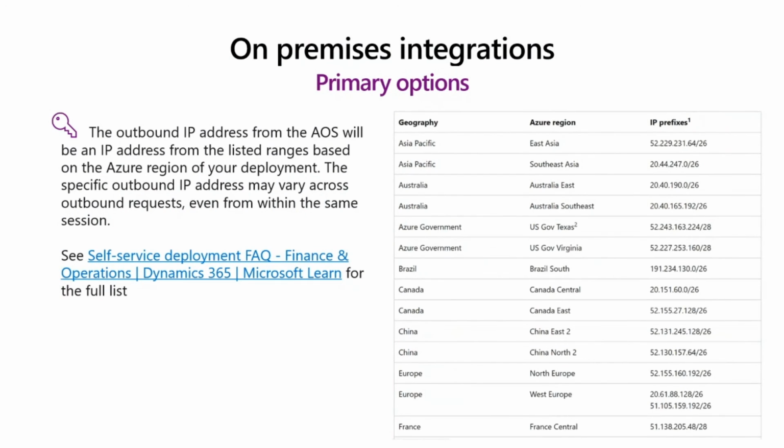Now, as you know, opening an inbound port on your firewall would only work if you are willing to put in the allow list the entire range of possible IPs for F&O in your region. You can see the link here. Most of the customers are not very fond of that idea.